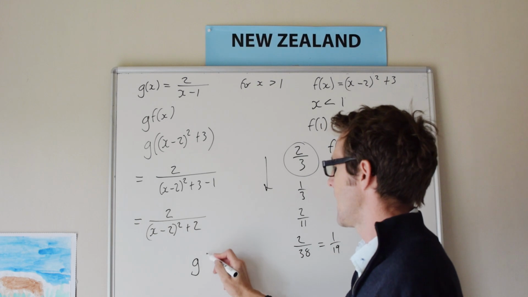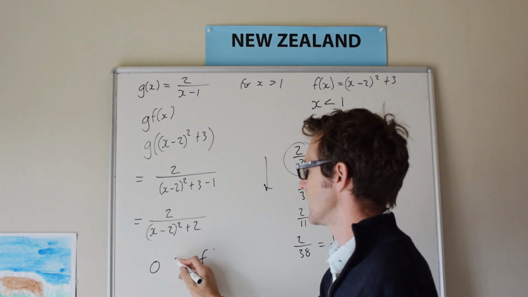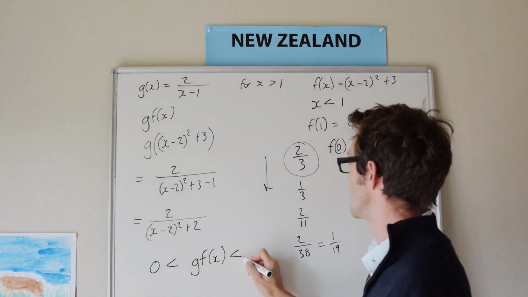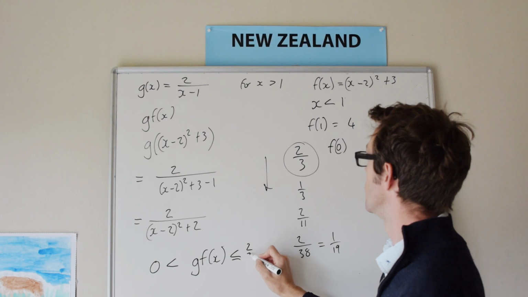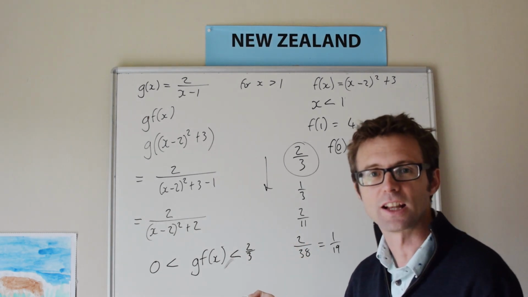So our range is going to be 0 is less than g(f(x)) is less than or equal to 2/3. And that will be the answer for that one.